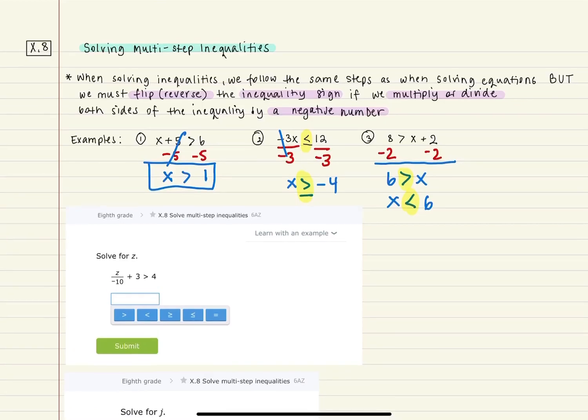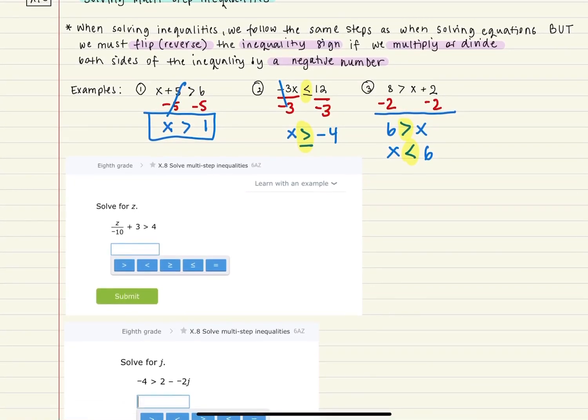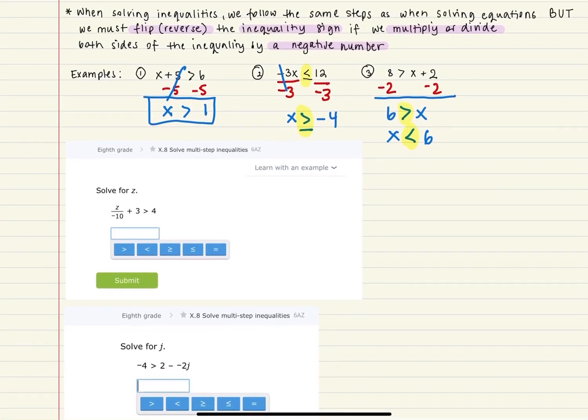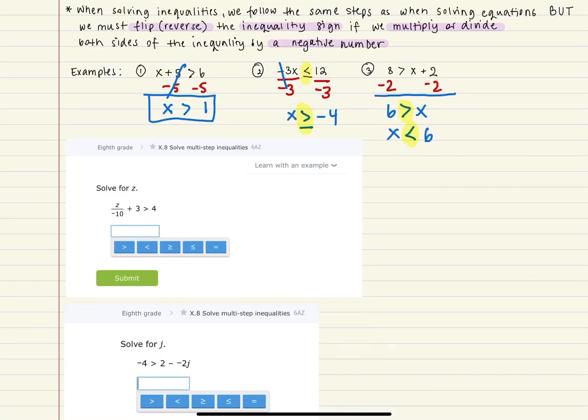Okay, so now let's look at actual examples from my Excel. For the first one, I am going to copy this inequality on the side, and I really recommend that when you solve these inequalities, you actually do it on a piece of paper because it's really difficult to do these in your head. So I have z over negative 10 plus 3 is greater than 4.